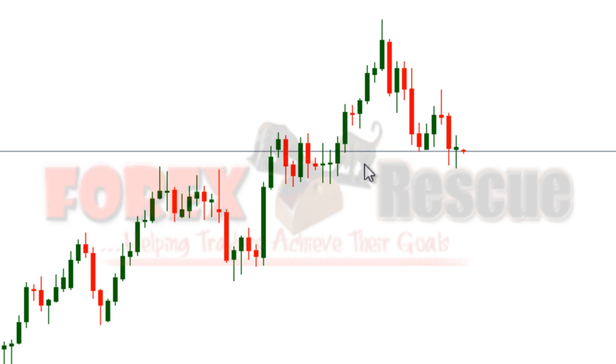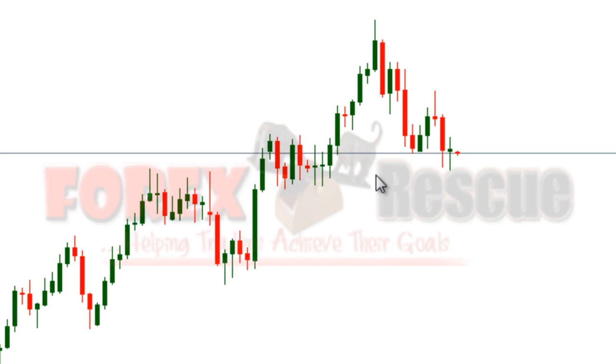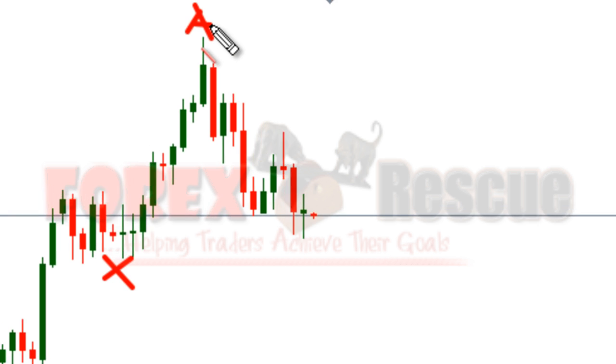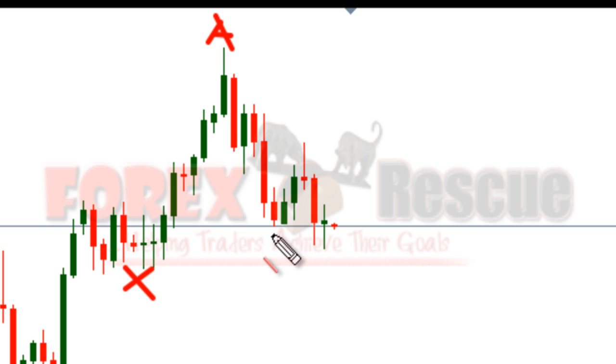If you even look at this daily time frame, you also notice the formation of an emerging harmonic pattern. Now let me connect it so that you understand what I'm trying to say. This is point X, this is point A, this is point B, this is point C. Now let's connect them together.